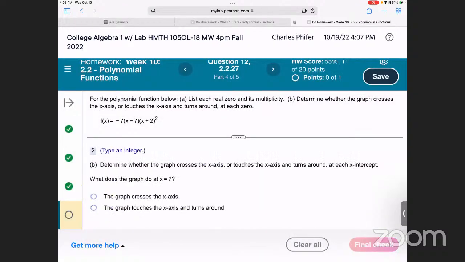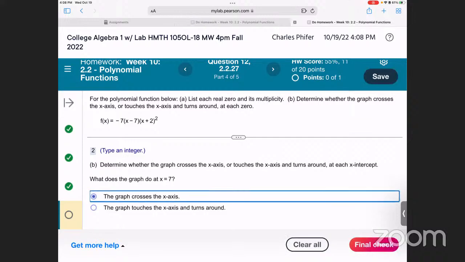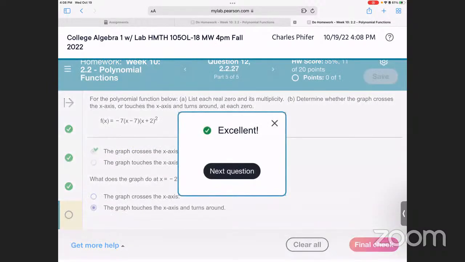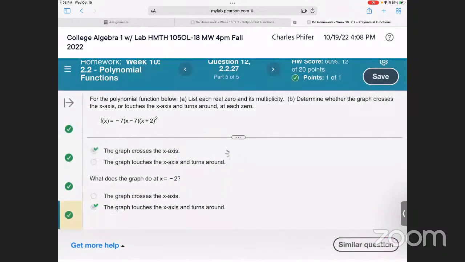So when x is 7, because the multiplicity is odd, that means it's going to cross the x-axis. And because the multiplicity of -2 is even, it's going to bounce off the x-axis.